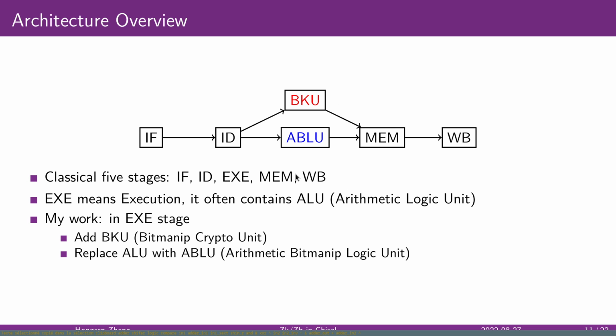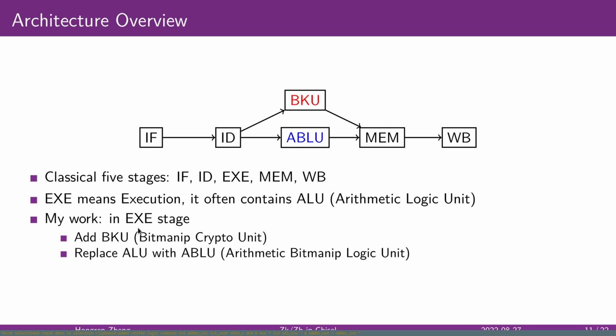Now let's talk about our design. First, the overview of our architecture. Recall that Rocket is an in-order core, and in the classical in-order design, we have 5 stages: instruction fetch, instruction decode, execution, memory, and write back. In the execution stage, it often contains the ALU, arithmetic logic unit. So my work is that in the execution stage, I added BKU, and then I replaced ALU with ABLU.